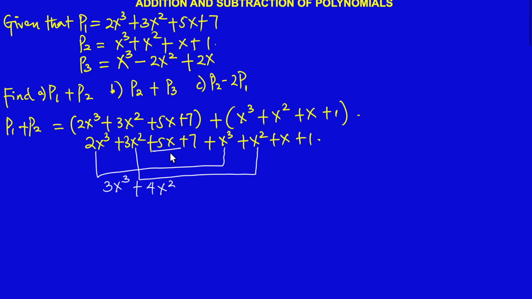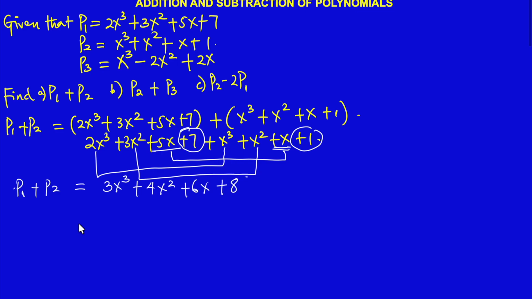Then 5x and then ordinary x right here. Then that gives me 6x. Then if you take the constant value, which is 7, and another constant value, which is 1, I have 8. So this is plus 8. So which means that I can say that P1 plus P2 is equal to all of that.